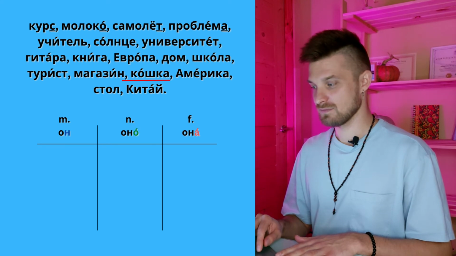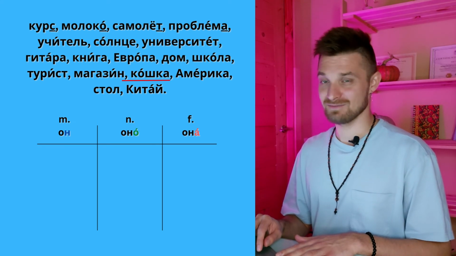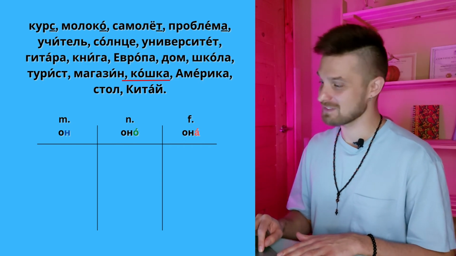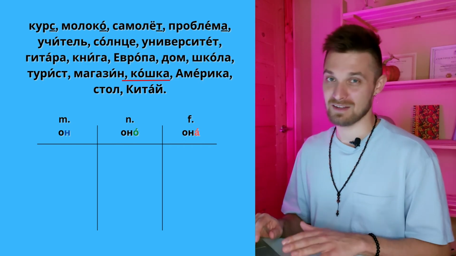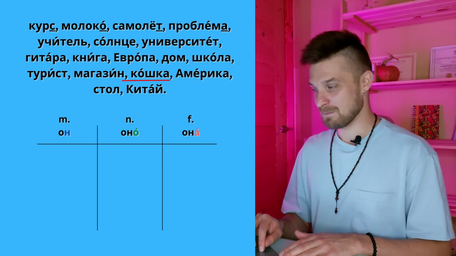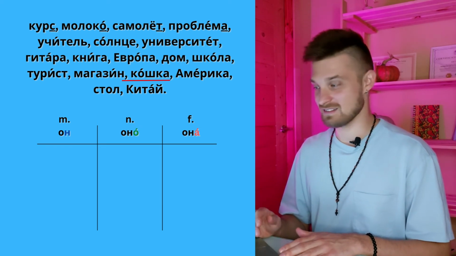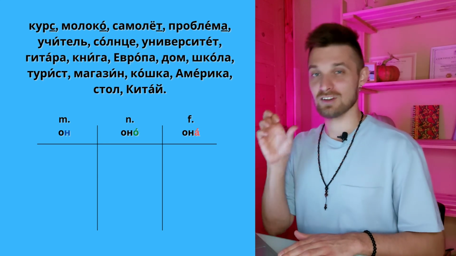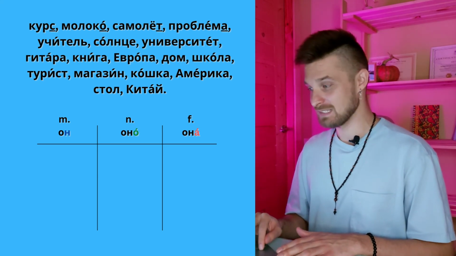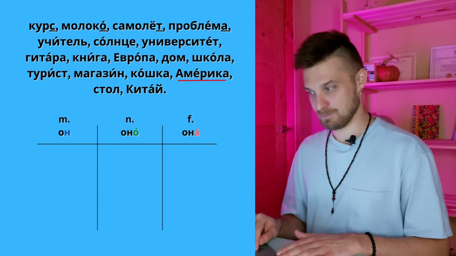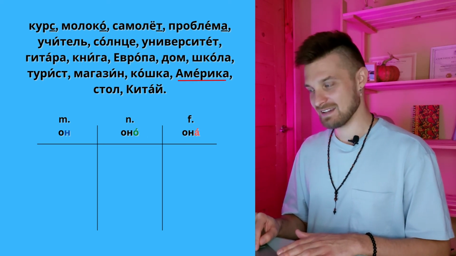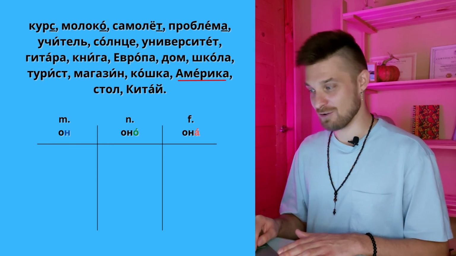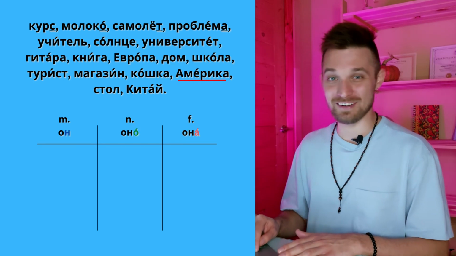Кошка. Кошка ends with a, it goes to the third column, to feminine. Кошка, it's a feminine cat. If you want to know which word means a masculine cat, it's кот. Кот masculine, кошка feminine. Okay. Америка. Америка ends with a, so it goes with Европа, I mean to the third column.